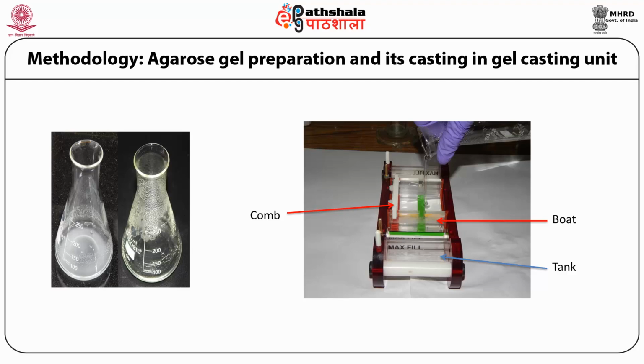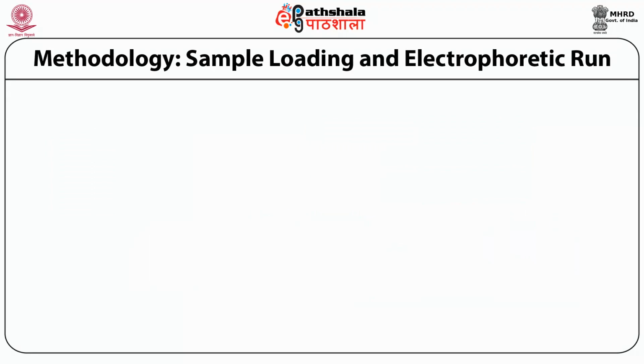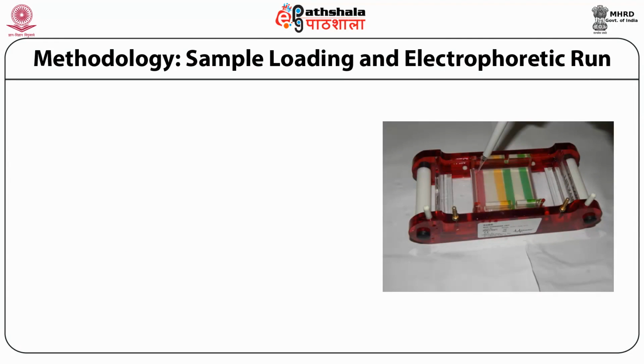Ethidium bromide is a carcinogenic compound and thus it requires careful handling, which includes use of lab coat and gloves. The comb is then placed gently in the gel at the appropriate location. When the gel is solidified, it is ready for electrophoresis.